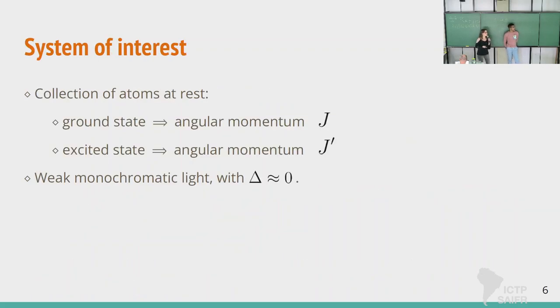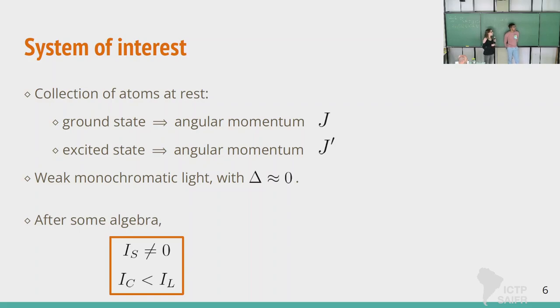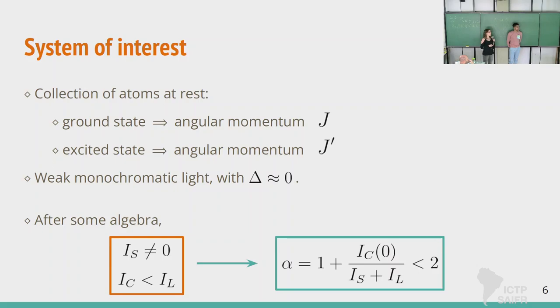So in the system that they consider, they have this collection of atoms with ground state characterized by angular momentum J and excited state characterized by angular momentum J prime. And they shine a weak monochromatic light almost close to the resonance. And they show with some math and also in the experiment that in fact we have IS different than zero and IC smaller than IL, which leads to an enhancement factor less than two.